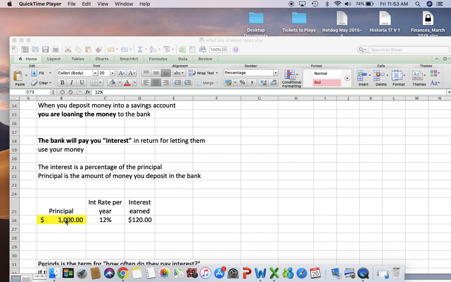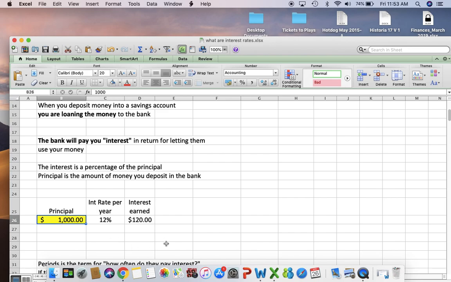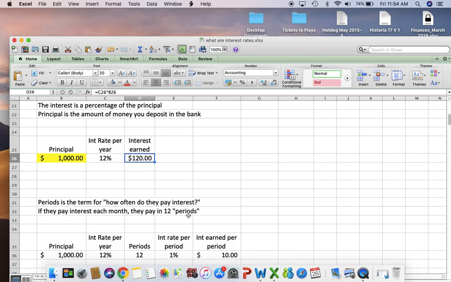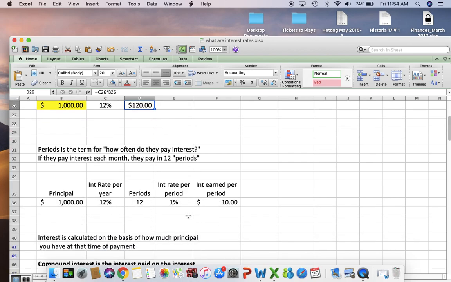Let's take an example here. Let's say you deposited $1,000 into the bank and the interest rate for the year is 12%. You would get $120 at the end of the year. But in fact, they don't pay once a year. They generally pay 12 times a year, and that term is period. So period is the term for how often they pay the interest.